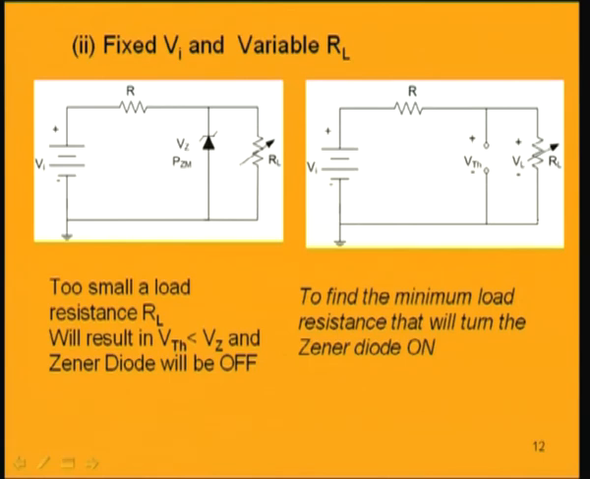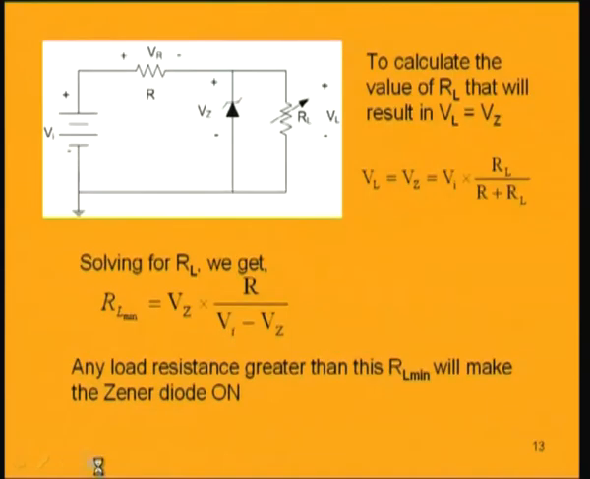Now, what will be that R L? Maximum and minimum values, let us find out. If we change this load resistance to a very small value, we will have a Thevenin's voltage across this Zener diode which will be less than V Z, and then the Zener diode will be off. So, first of all let us find out that minimum load resistance R L which will turn on the Zener diode. So, assuming that the Zener diode is turned on by that resistance R L minimum, what will be the minimum value of R L?